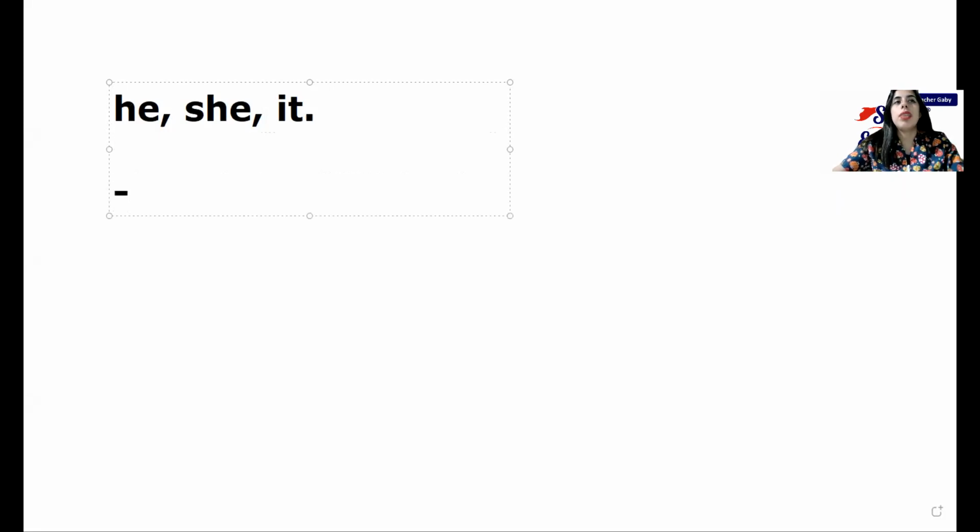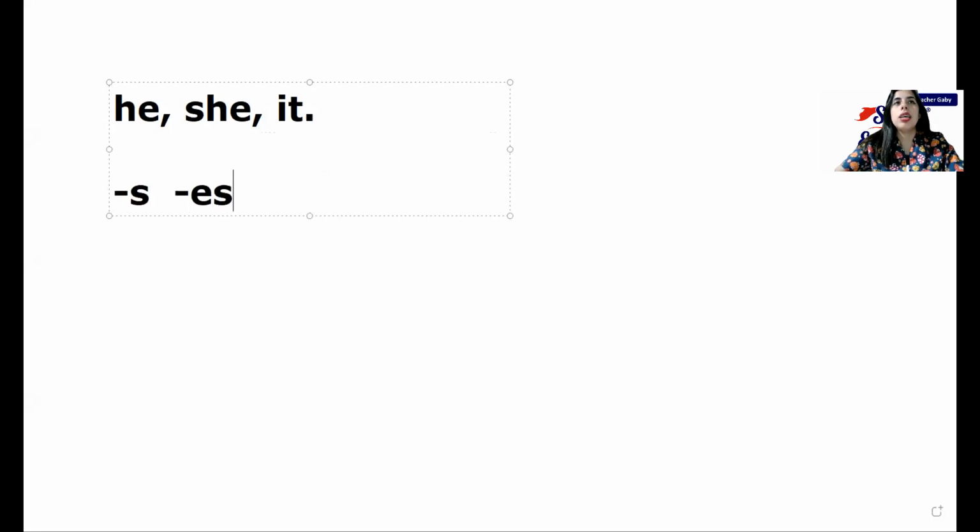Okay, I'm going to explain something about the present simple that we review in unit 8. First, I'm going to explain the rules of the third person singular. The third person singular, as you know, is he, she, and it. For conjugating the verbs with these personal pronouns, we are going to add the s.